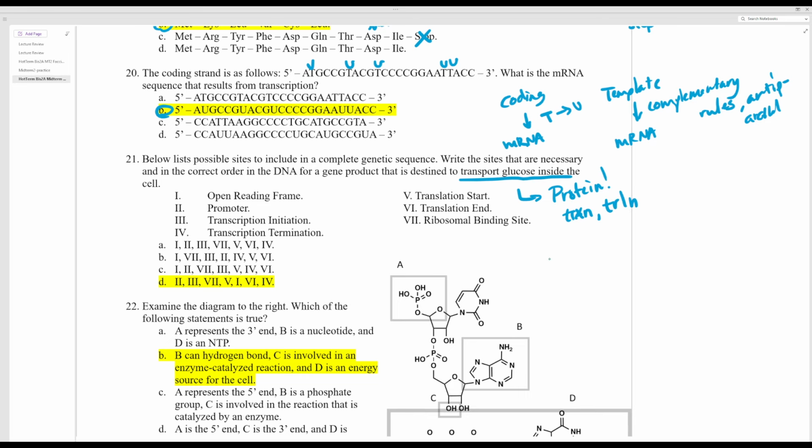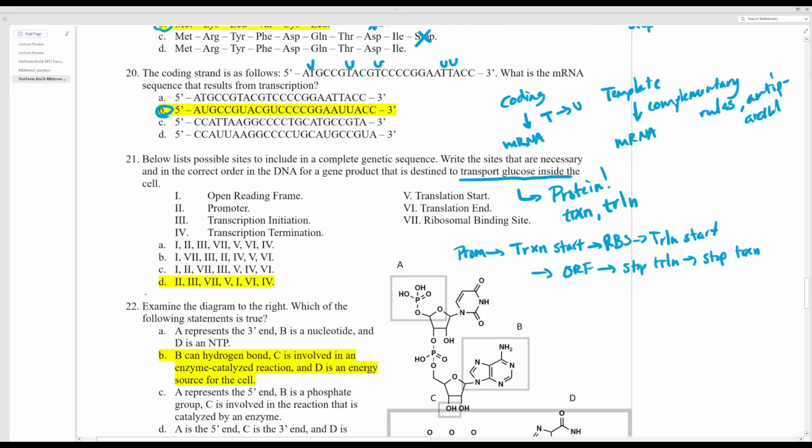So if we look at our gene, we should have our promoter. Then we should have our transcription start. Then our translation start. Sorry, wait. Transcription start, then ribosomal binding site, and then translation start. Right, first we're binding RNA polymerase, then we're getting our transcript, and the first thing in our transcript needs to be our ribosomal binding site. Then we can start translating. Then we're going to have our open reading frame, that's our protein coding sequence. Then we need to stop translating, and then we can stop transcription. And that'll code for answer choice D.